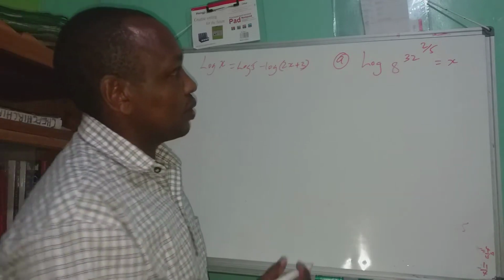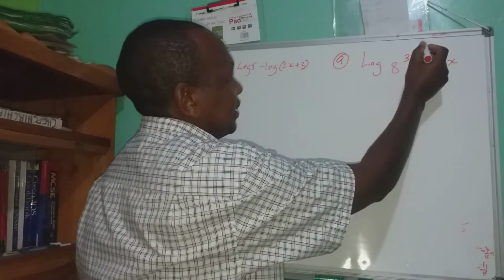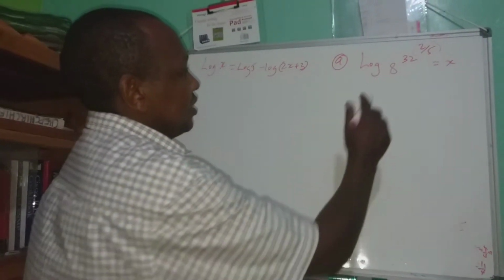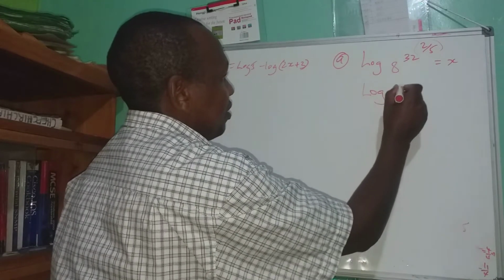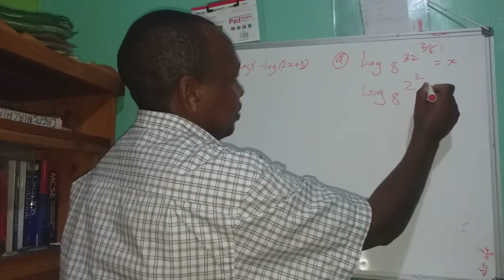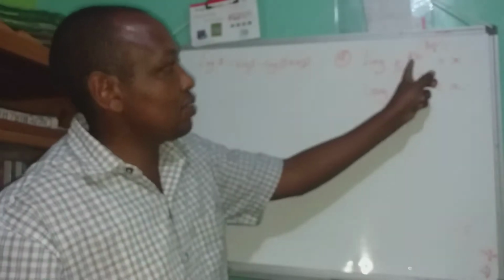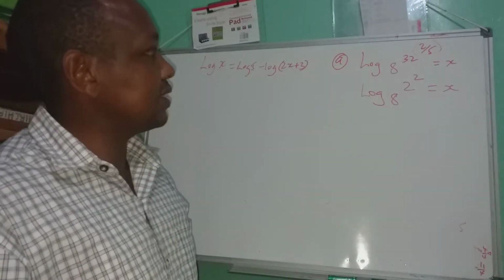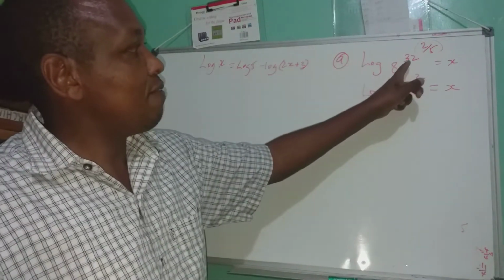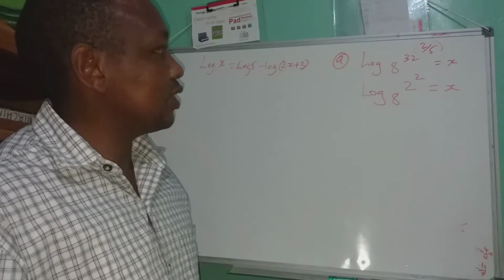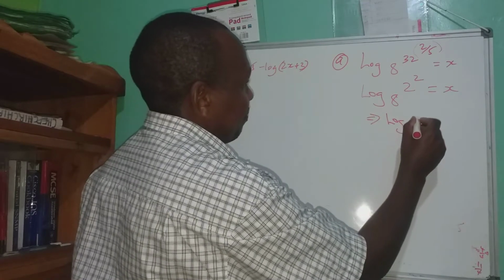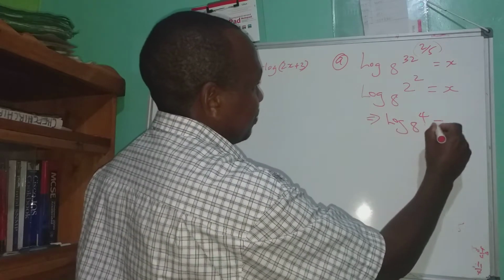So what we do, we can remove this by finding the fifth root of 32 and squaring it. So this is the same as logarithm of 2 raised to 2 to base 8 is equals to x. This is because the fifth root of 32 is 2. Fifth root means the number that you multiply 5 times to get 32, and that is 2. This is equivalent to logarithm of 4 to base 8 is equals to x.